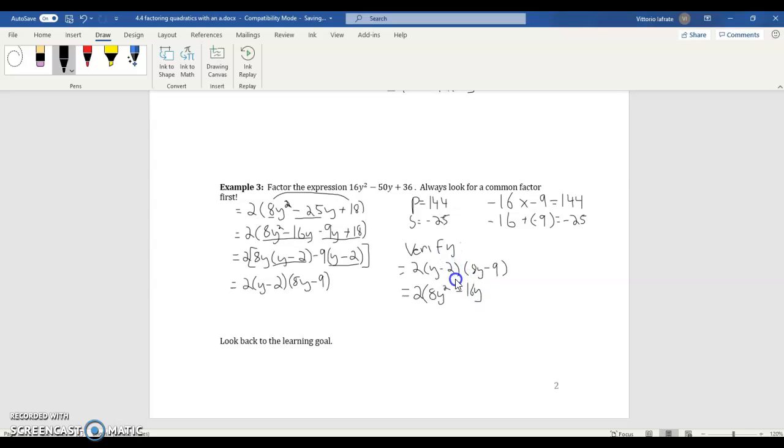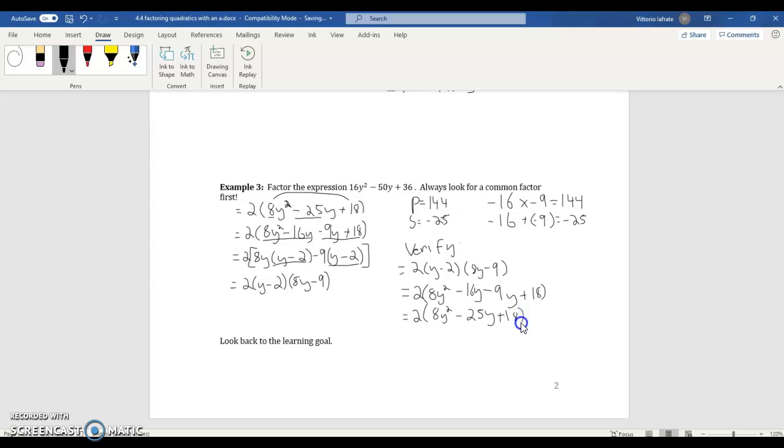Then we get y times negative 9, which is minus 9y. And then we do minus 2 times minus 9, which is plus 18. And then we can go and clean it up a little bit. So we get 2, let's simplify our terms here. So 8y squared, minus 16 minus 9 is minus 25y, plus 18.